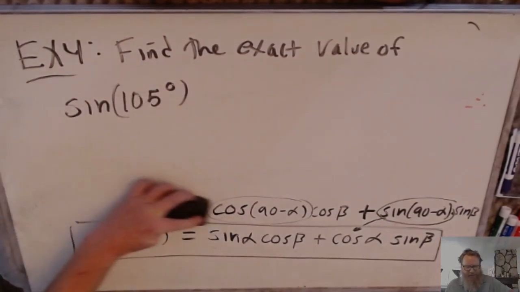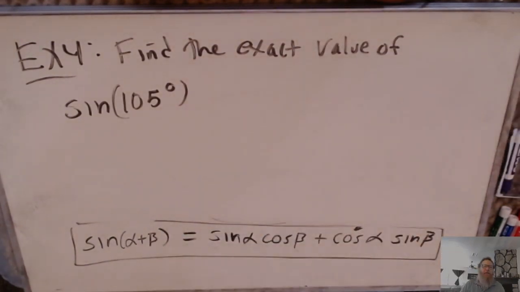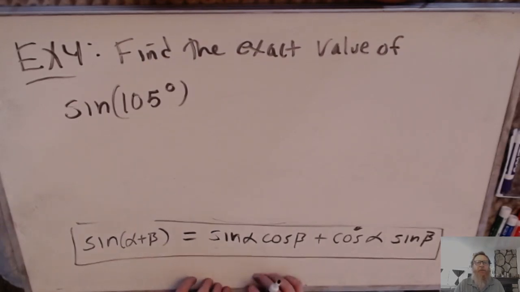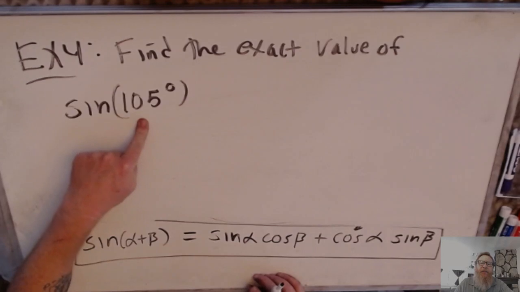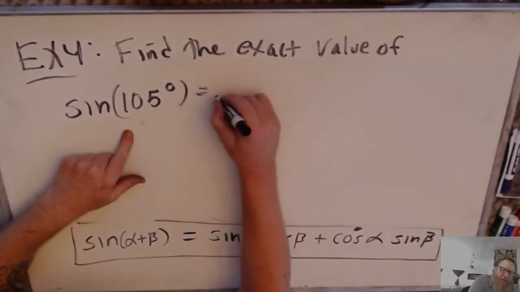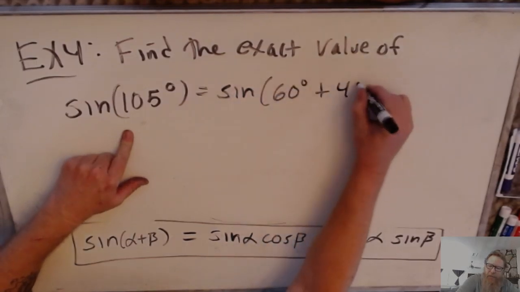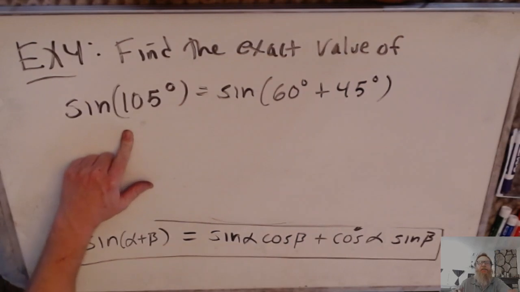So find the exact value of sine of 105 degrees. Sine of 105 degrees. All right, so I don't know what 105 degrees is, but I know that I can find two smaller angles that add to 105 degrees. So that's going to be sine of 60 degrees plus 45 degrees.